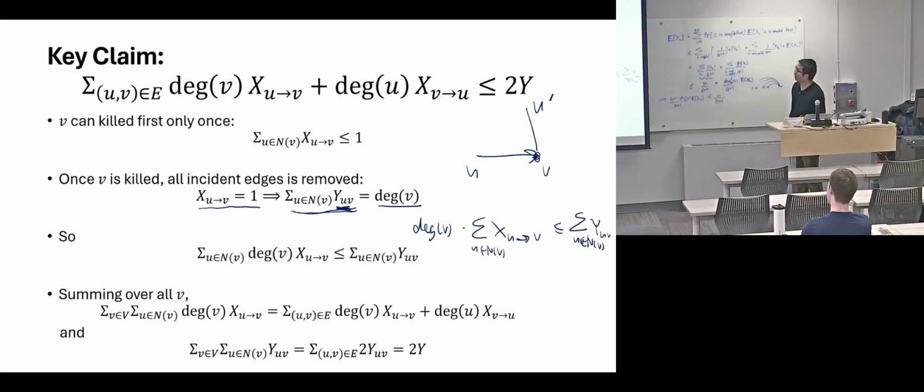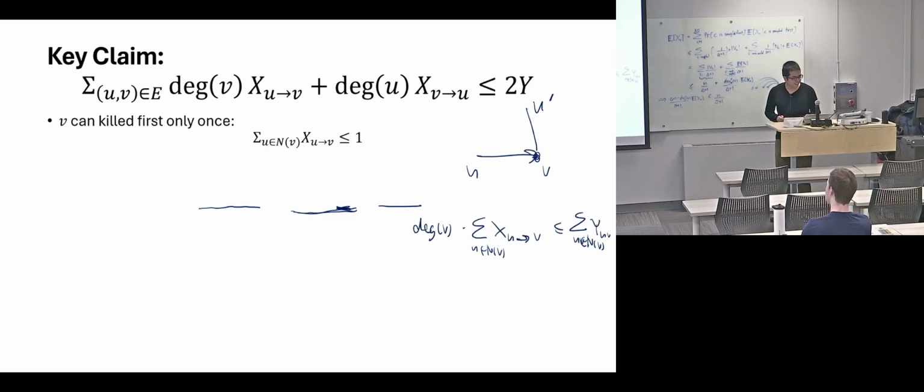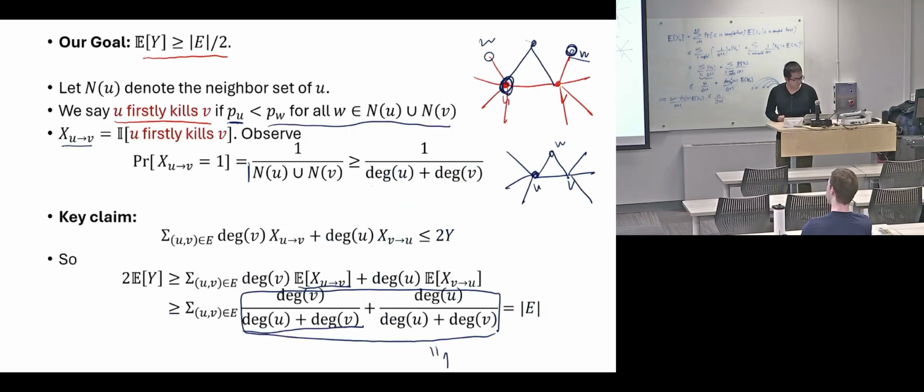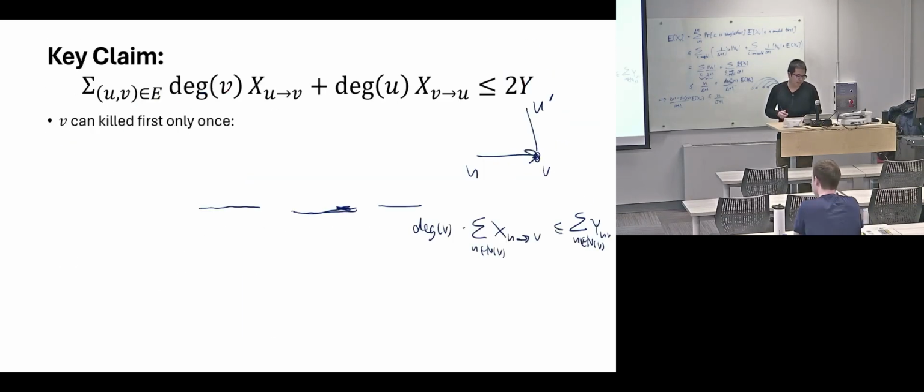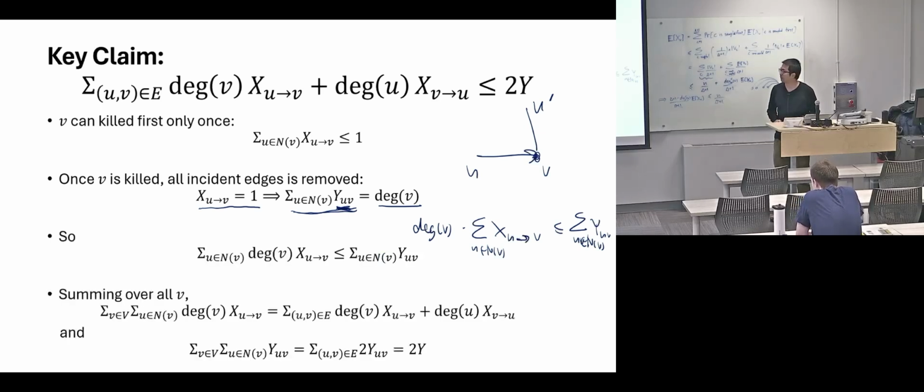All right. Okay. And with this key claim, then we are basically done. We get that with high probability, the number of rounds is just log n. Okay.